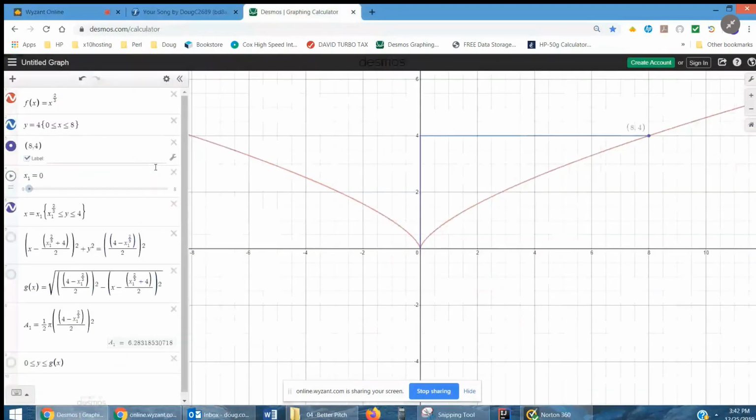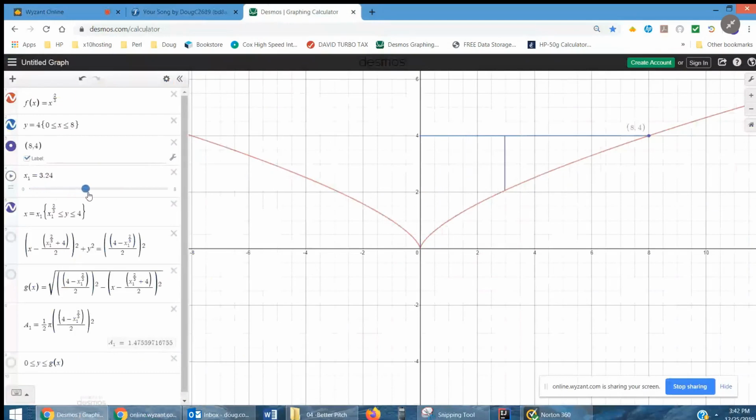Go to Desmos, and here's the graph. You can see if I let x of 1 move this way, those are our typical diameters. And if I enable this g function and this function right here, that green semicircle represents the cross section for the given x value that I'm on. So we would expect as we move along the x-axis from 0 towards 8 that these semicircles would start getting smaller, and that's because the diameters are getting smaller.